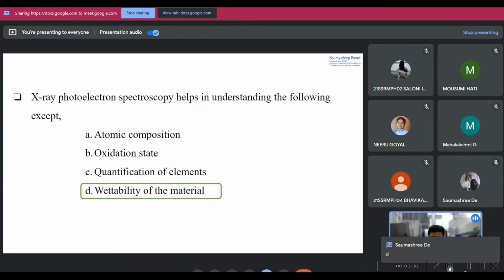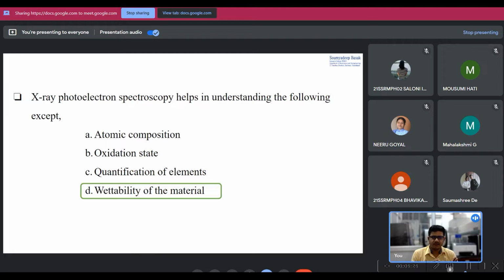See, XPS analysis, as we have learned, is for elemental characterization. Its oxidation state, its quantity. If we are getting the whole map, then we see what elements are present, or if we are getting an individual peak, we can analyze that for the oxidation state measurement. So it is for the atomic composition or oxidation state or quantification of elements. This kind of analysis can be done with XPS.